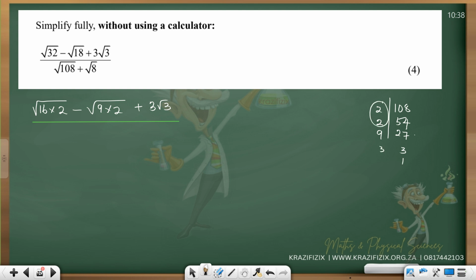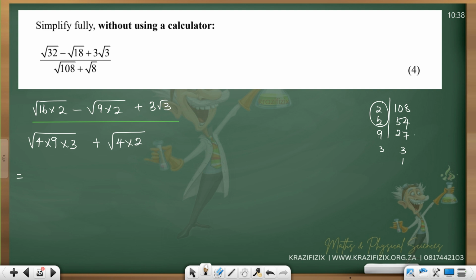So this is what? You see, I have a perfect square, another perfect square. 2 times 2 is 4, times 9, times 3, and 8 is 4. Don't just jump to 2 root 2. You will have used a calculator. I hope that makes sense.